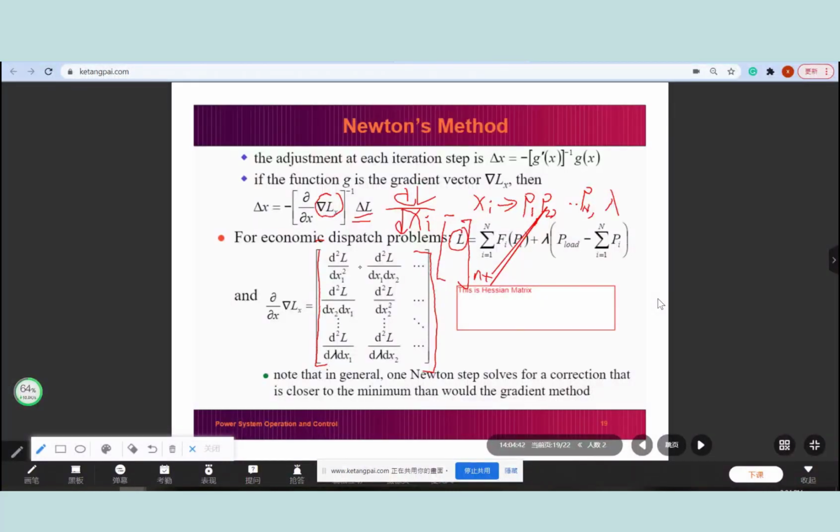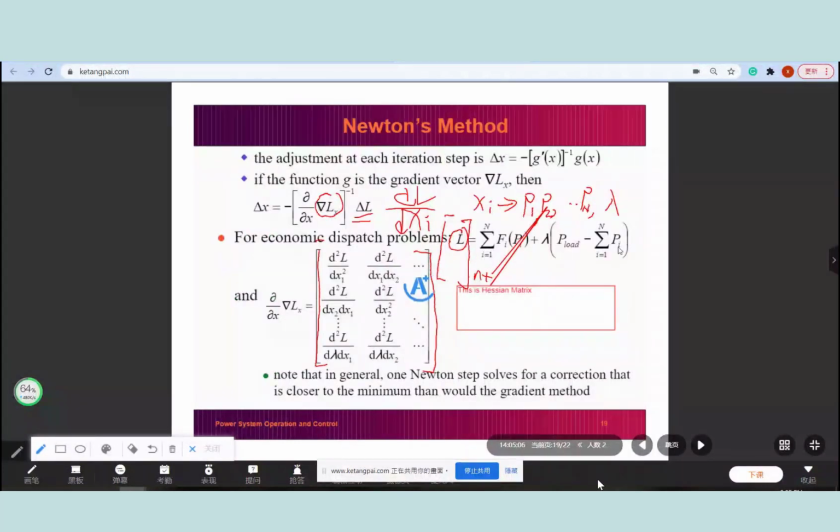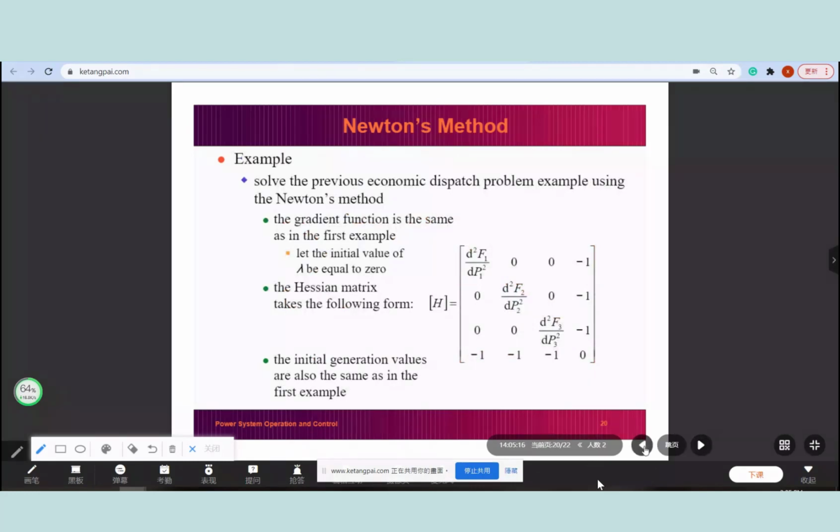You will get this. So if we have an expression like this, you can easily calculate the second order derivative of L over p1. You will get the first element like this. For the second row and the second column, this will be -1. Why? You can calculate based on this. If you calculate the first order over lambda, and then the first order over pi, there will be -1.